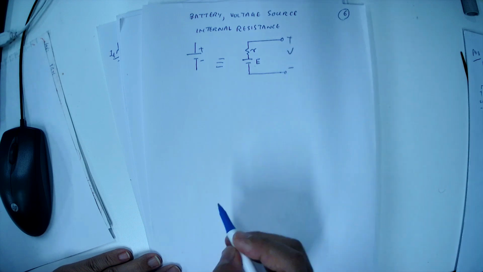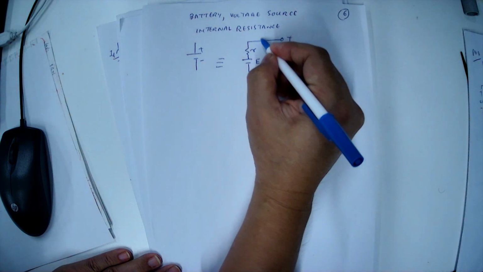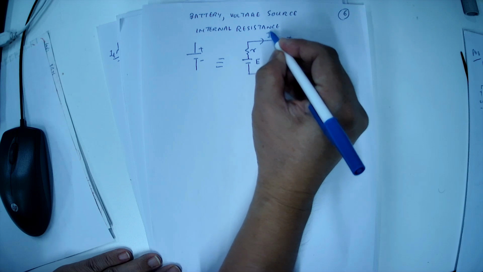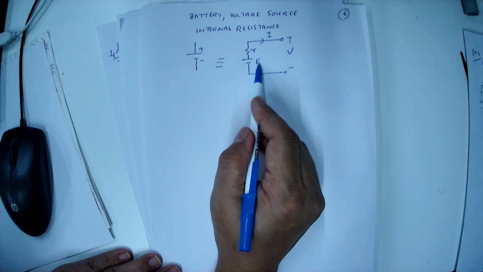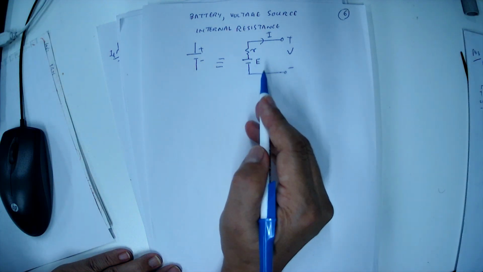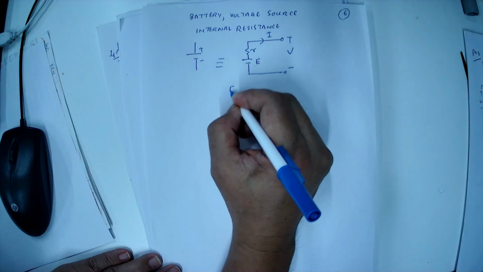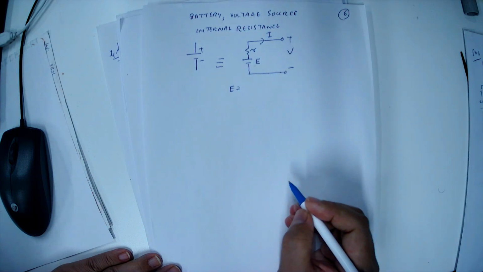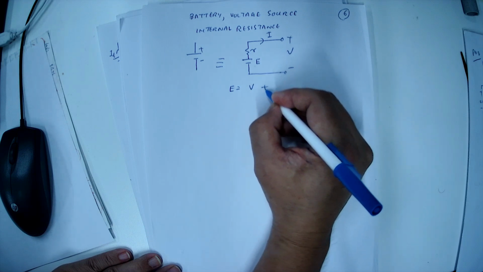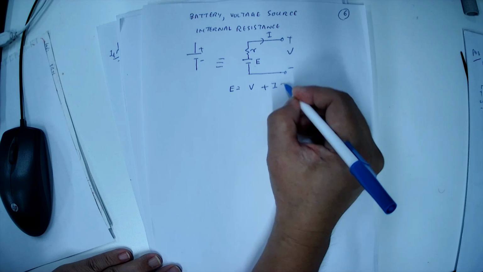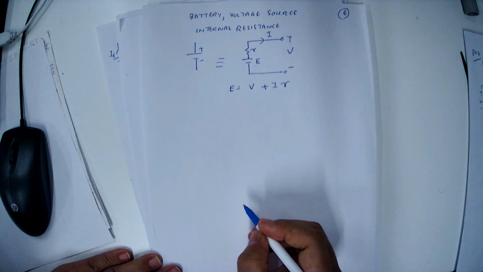Terminal voltage is V. When the electrical current is passing through, the current is also passing through the internal resistance, so there is a voltage drop in the internal resistance. Therefore, we write down the equation: battery electromotive force voltage E equals terminal voltage V plus current multiplied by internal resistance R. So this is the way we can write down the battery equation.